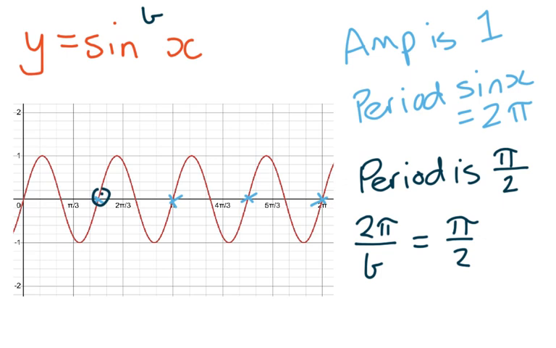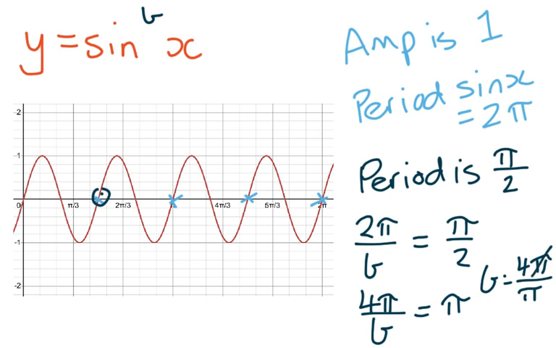If we move the 2 over, we get 4 pi on b equals pi. Then if we swap the b and the pi around, we have b equals 4 pi divided by pi, which of course they cancel each other out. So we're left with 4 here. And you can see that it does 4 cycles within that 2 pi value.